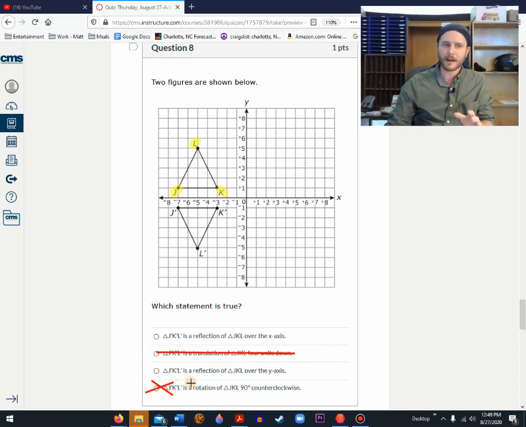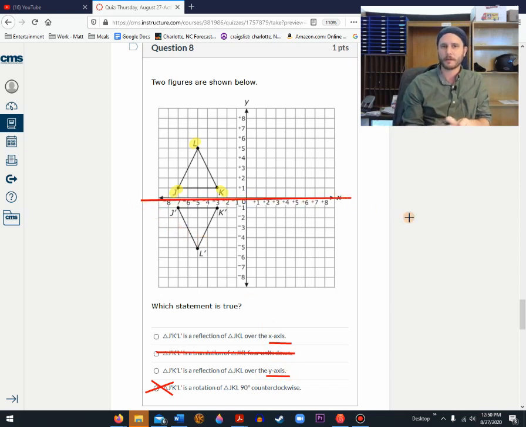The only other option is going to be a reflection. The question is, is it a reflection over the x-axis or the y-axis? This line right here is what acted as our mirror, that x-axis, meaning my answer choice is this.